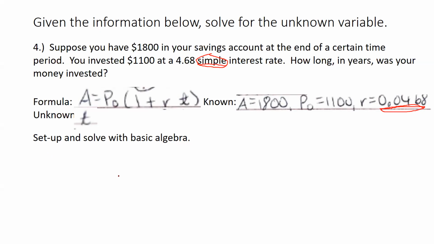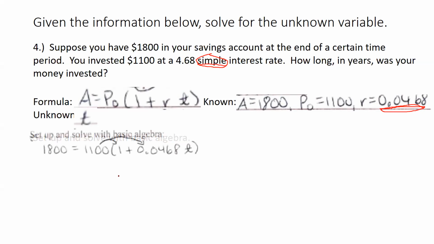That'd be great. So now I'm going to set up and solve this with basic algebra. Now's the time where you distribute that 1,100, because this t is the thing that's unknown. For those of you who aren't familiar with what a cursive lowercase t looks like, there it is. So now we distribute the 1,100.